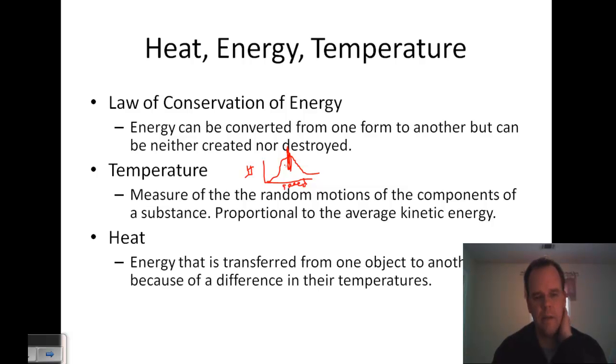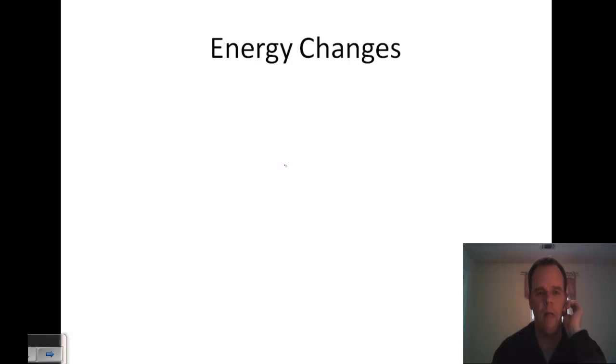Heat is a little bit different than temperature. Heat is the transfer of energy from a warm object to a cold object. So when particles are moving fast, they transfer that energy to slower moving particles, causing the faster moving particles to slow down and the slower moving particles to speed up until they come to a common temperature.